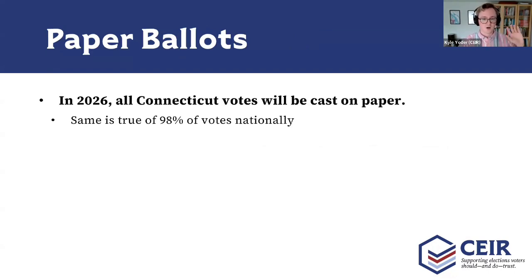In 2026, all Connecticut votes will be cast on paper. As a side note, this is true of 98% of votes nationally. There's only one state this is not true in, that is the state of Louisiana, and they are working towards updating their systems and processes.